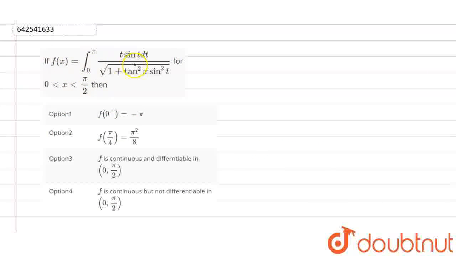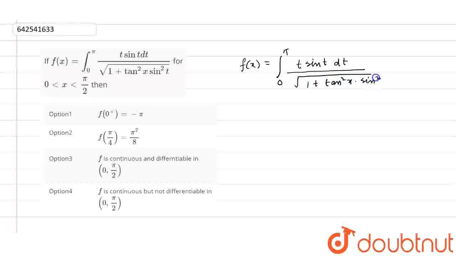Hello guys, we have given a definite integration, and from these four options we have to choose the correct option. So we have given f(x) is equal to the integration, limit 0 to pi, t sin t dt upon root 1 plus tan square x into sin square t.